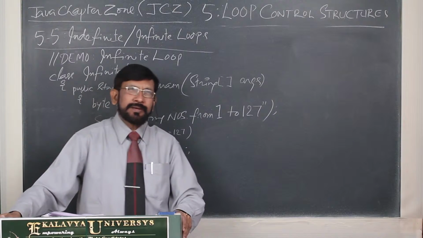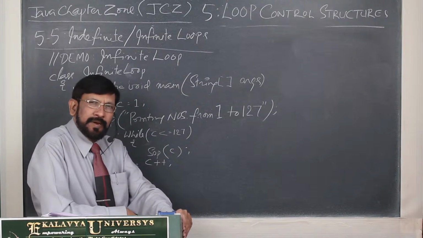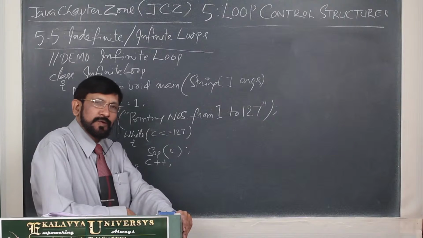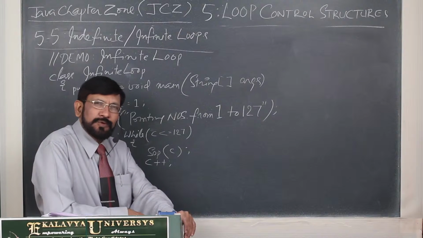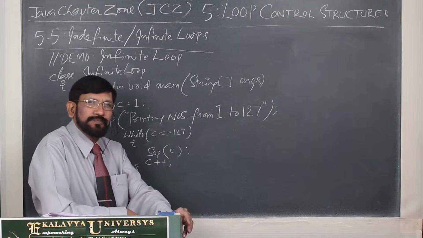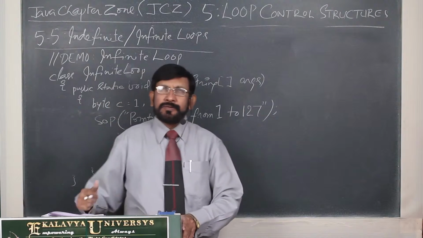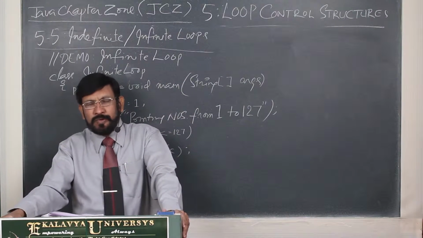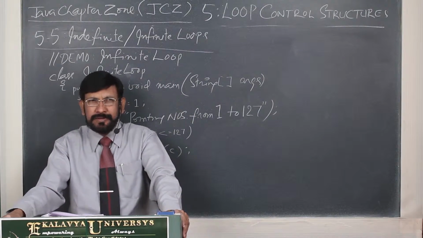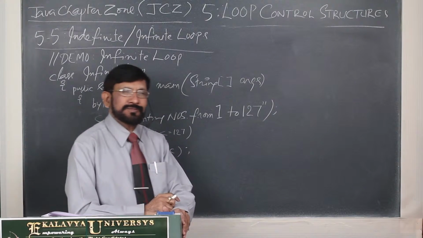Hello friends. Now let us take up the concept number 5.5. This is infinite loop. This is also known as indefinite loop. When we are creating loops in our program, basically we create two types of loop.